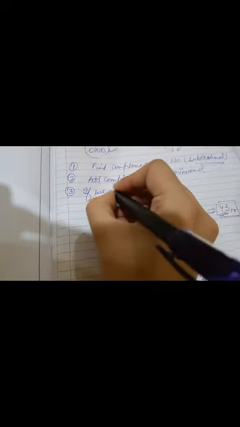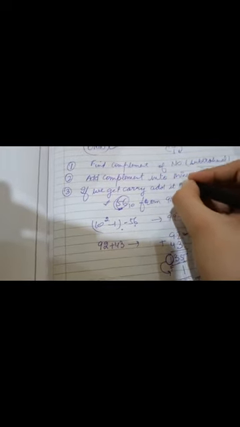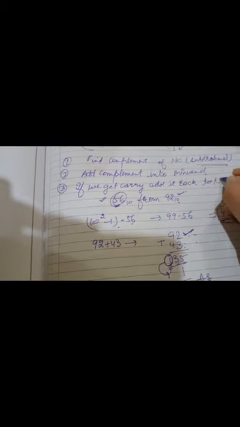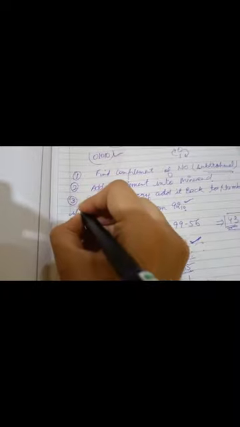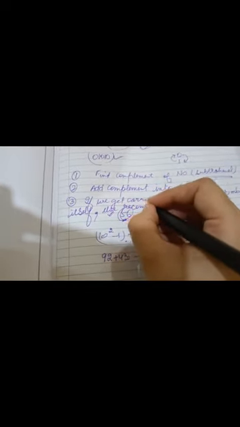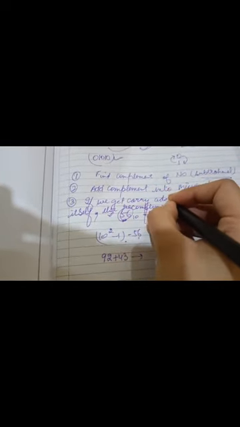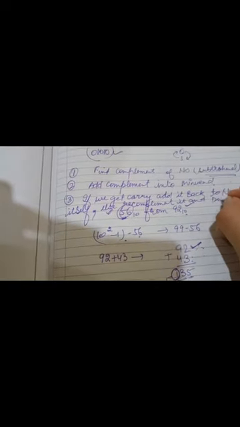Now if we get carry, add it back to number itself, else recomplement it and put a negative sign.